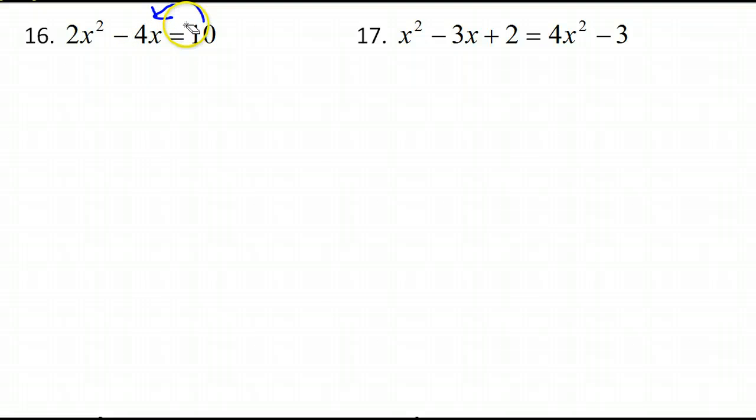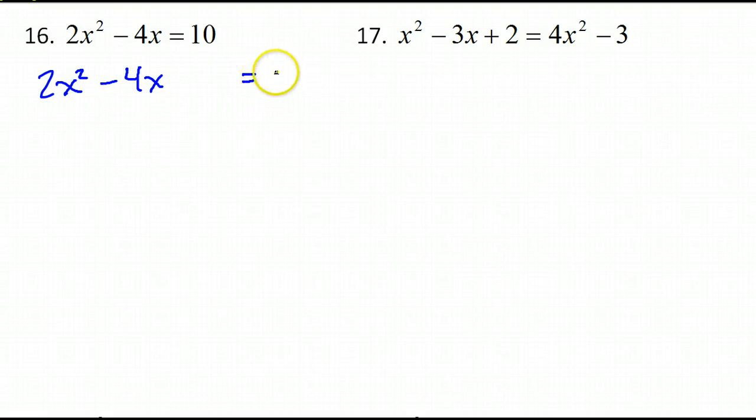Okay, so let's go. Let's complete the square. Alright, so for completing the square, I can leave that 10 over there. In fact, I'm going to leave it like this. 2x squared minus 4x, leave a space, is equal to 10. Now, watch out. This is one of the tougher ones because it's got that 2 in front, but you are responsible for this. This is not even a bonus type problem. This is one that you should be able to do.